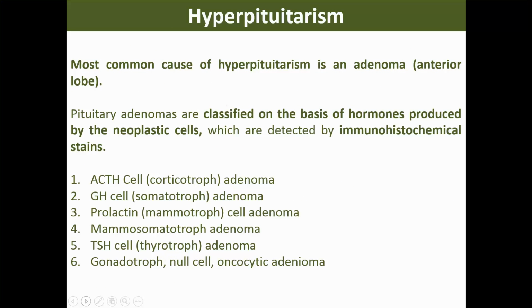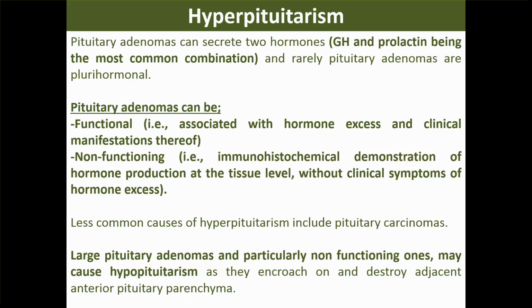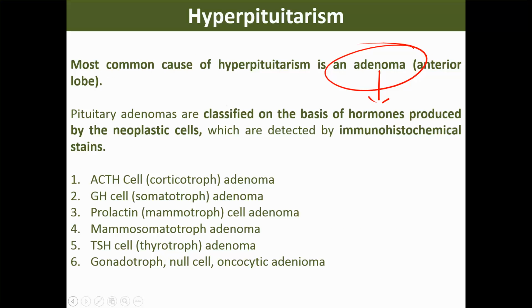And now coming to hyperpituitarism, we'll discuss in detail now. And you all know that it is caused mostly by the adenoma. The tumor comes in the anterior pituitary. And remember, we classify this tumor on the basis of what type of hormone this adenoma releases. They can release anterior pituitary hormones. So based on that, we name this adenoma.